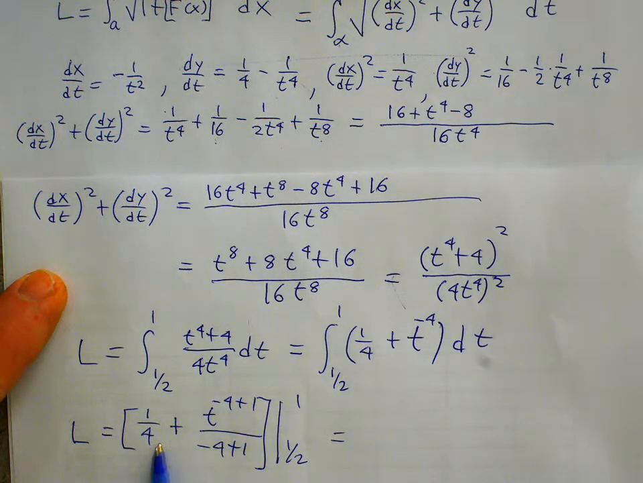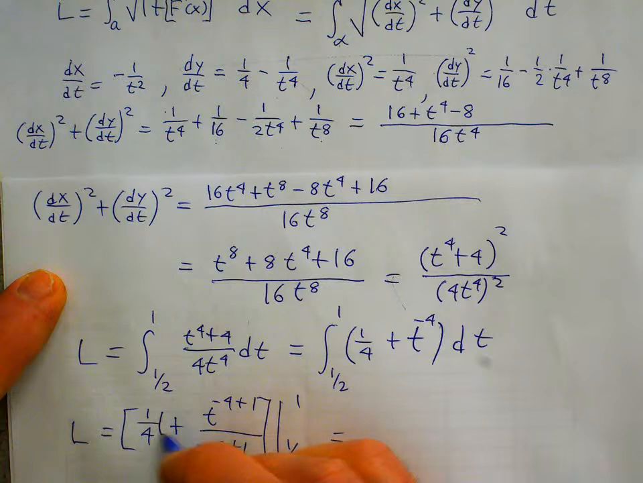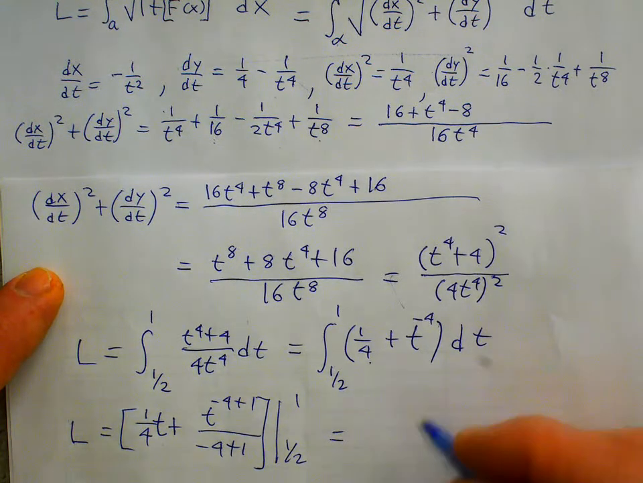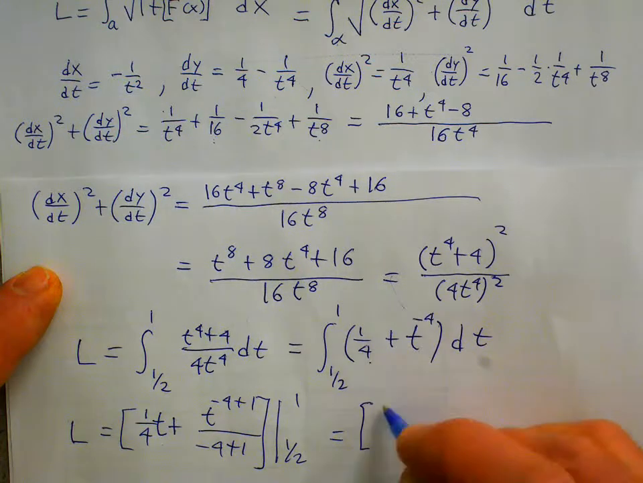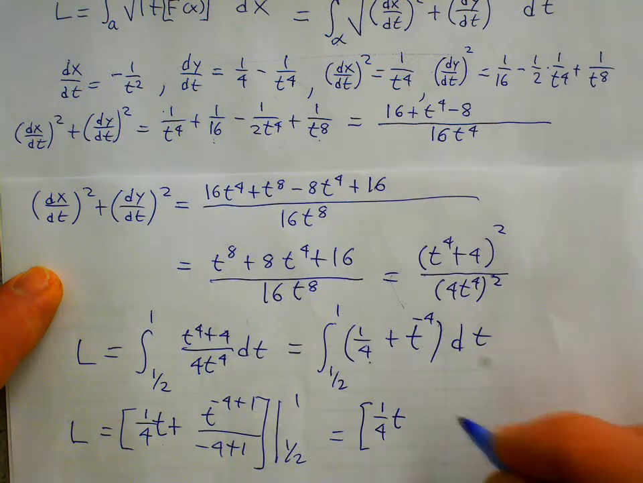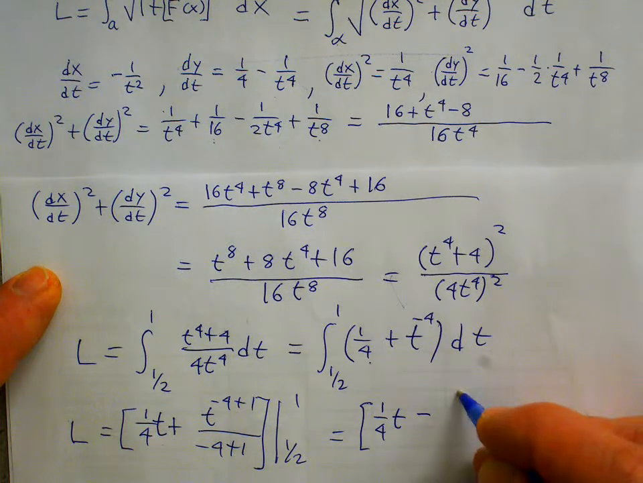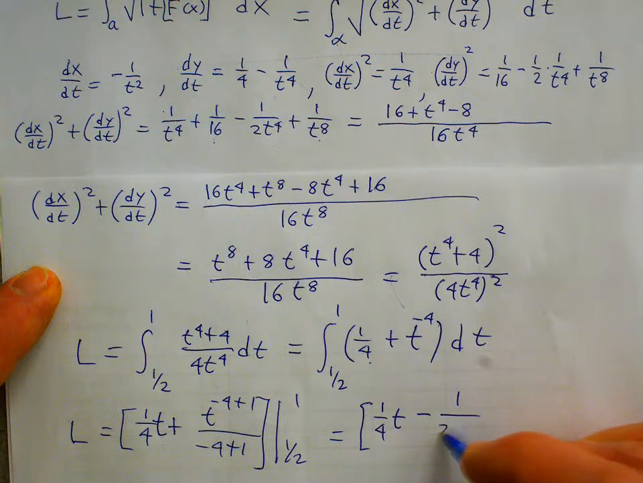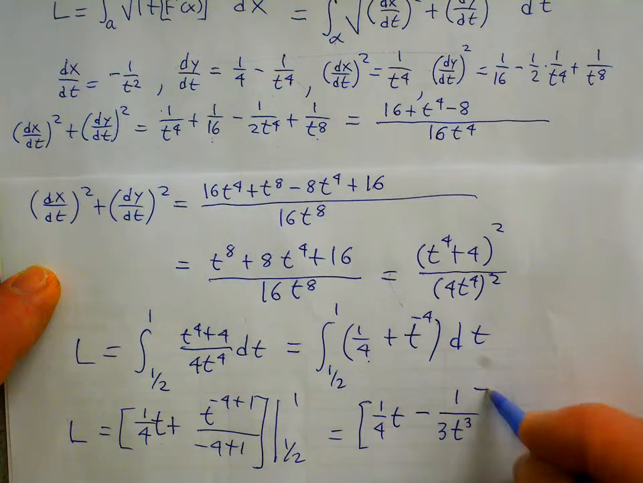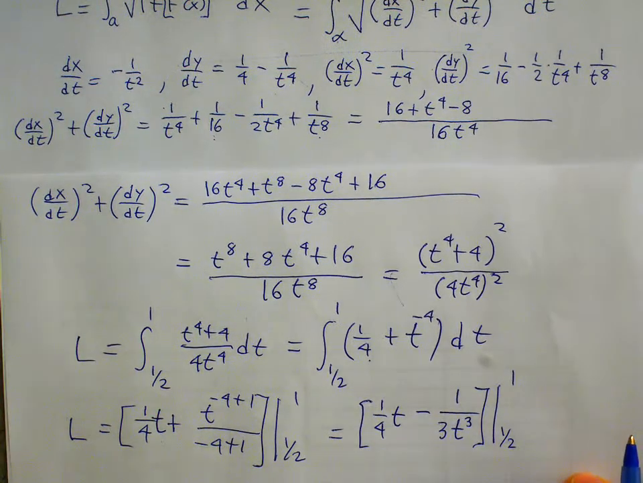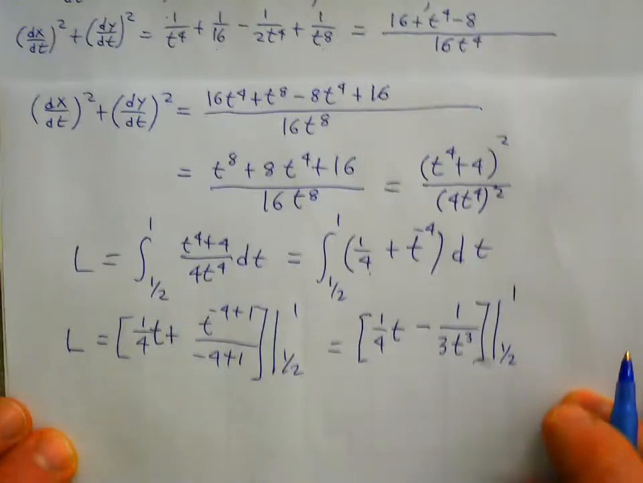I missed the t again, so an antiderivative of 1/4 is 1/4 t. And we'll write this as minus 1 over 3t to the 3rd. Okay, so we're almost done.